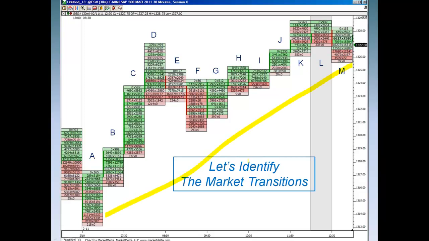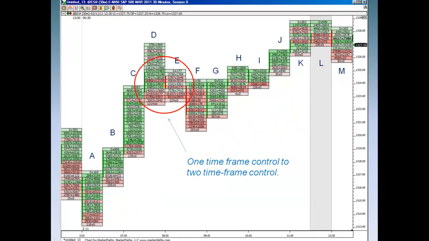Look at the up movement for the entire day. Prices were moving in an upward direction. But even though that was the case for the majority of the day, we did experience and encounter a number of transitions. Let's begin to identify some of these transitions. The first one began to take place right here.